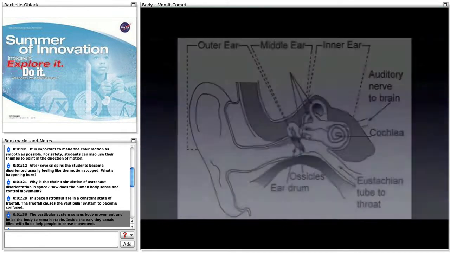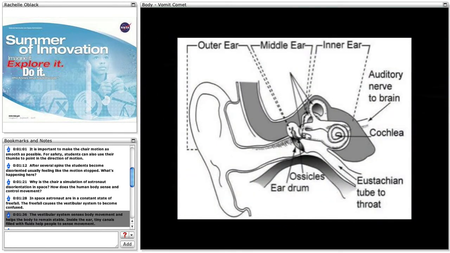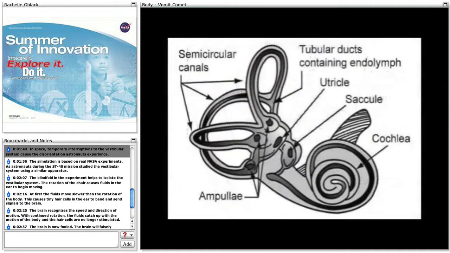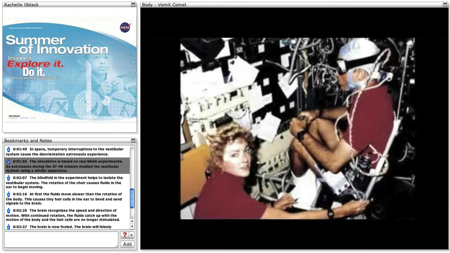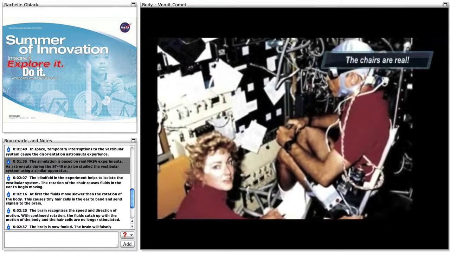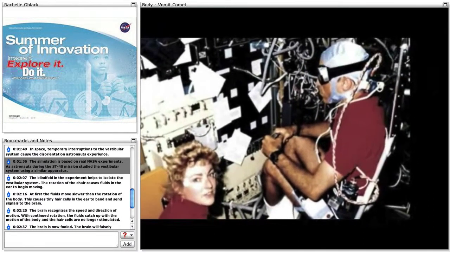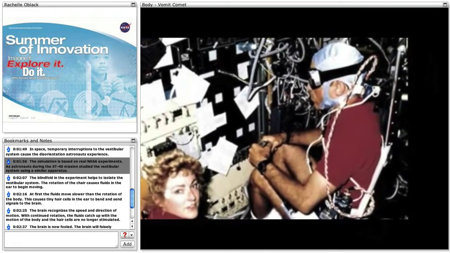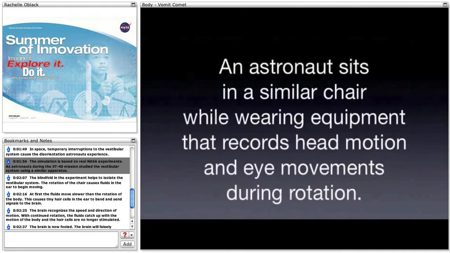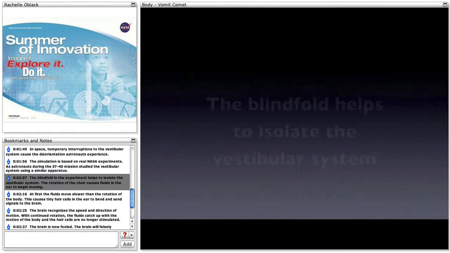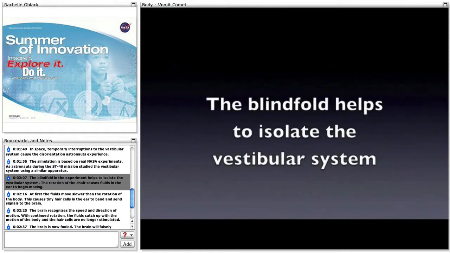Inside the ear, tiny canals filled with fluids help people to sense movement. In space, temporary disruptions to the vestibular system cause the disorientation astronauts experience. The simulation is based on real NASA experiments. Astronauts during the STS-40 mission studied the vestibular system using a similar apparatus. The blindfold in the experiment helps to isolate the vestibular system.